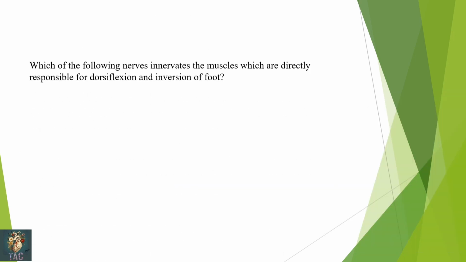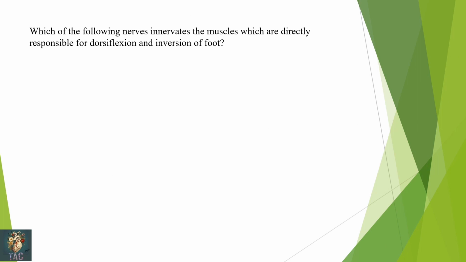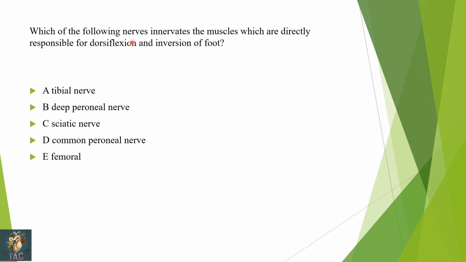The next question: which of the following nerves innervates the muscle which is directly responsible for dorsiflexion and inversion of the foot? This is the tibialis anterior, and it is supplied by the deep peroneal nerve. So option B is the answer to this question, and this is your last slide for today's class.